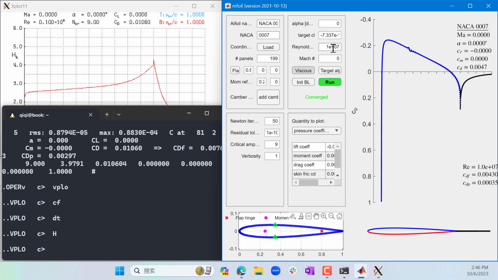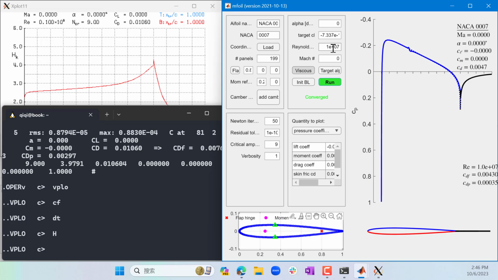If you think about what 10 to the 7 means, that means the velocity times chord length is equal to what? Again, density is about 1, viscosity is about 10 to the minus 5. So Reynolds number equal to 10 to the 7 means, if you have a chord length of 1 meter, you're flying at what speed? 100 meters per second, exactly. So 100 times faster for the same chord length.